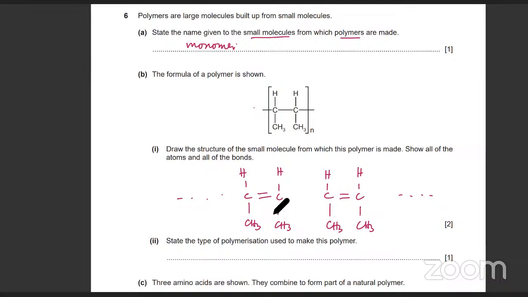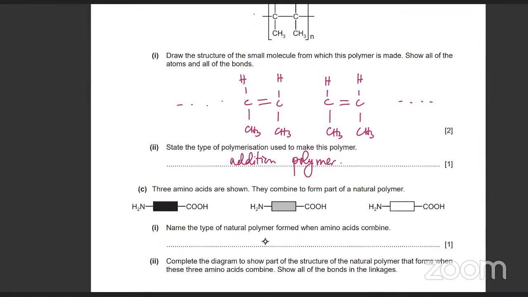Is that clear? It says show all the atoms and all the bonds. So do we need to show the CH3 bond? Yes, show CH3. And this was known as addition polymerization. It was alkenes. It was an addition polymer. And then we also studied condensation.